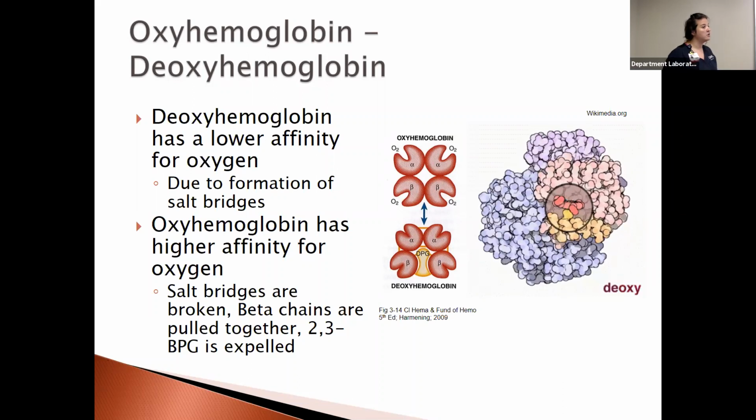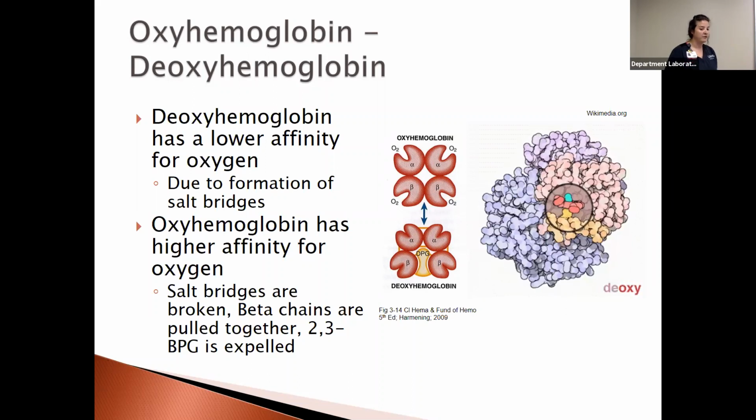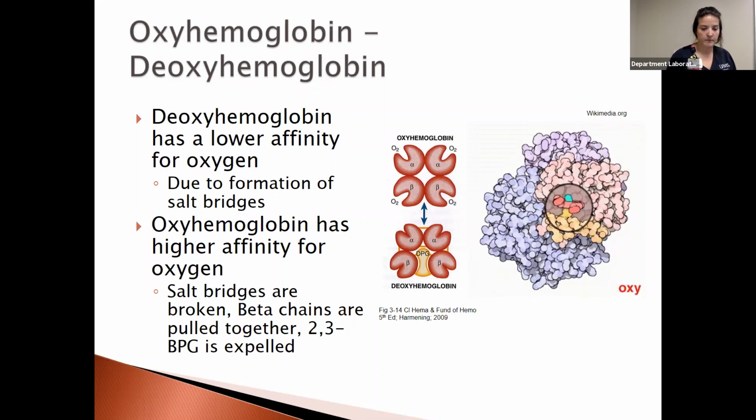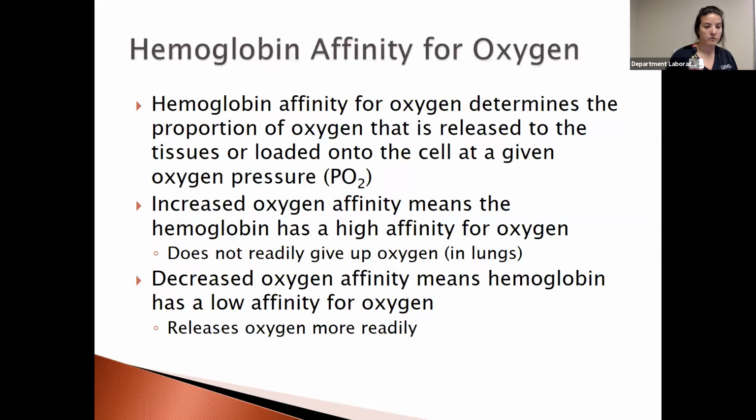All right, so deoxyhemoglobin, where 2,3-DPG is incorporated, has a low affinity for oxygen. It readily releases it, okay? Oxyhemoglobin has a higher affinity for oxygen. Those salt bridges are broken, beta chains are pulled together. That 2,3-BPG has been broken, it's no longer there. I know you're like, what does all that mean? Okay, we're getting there, I promise.